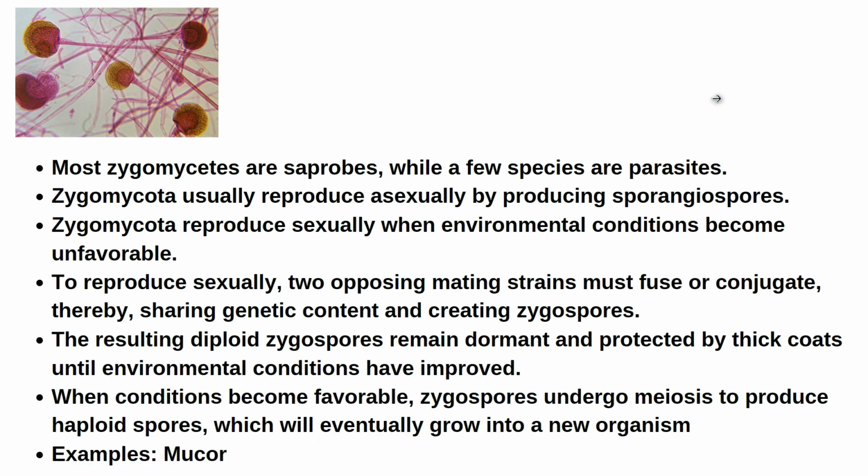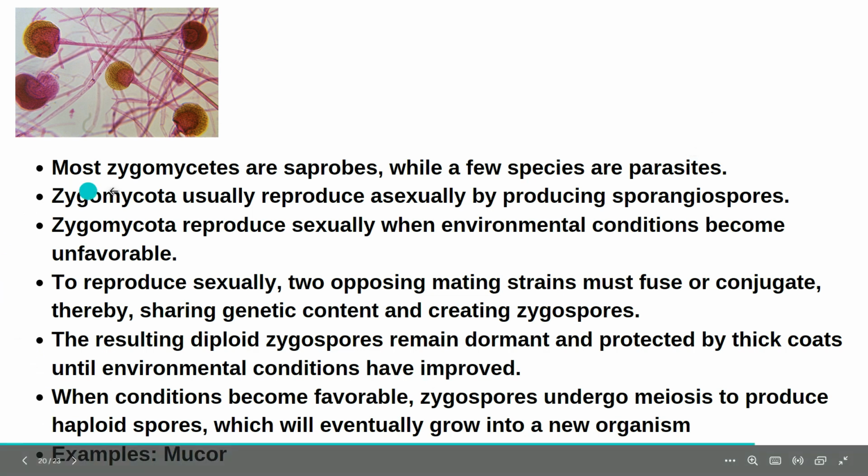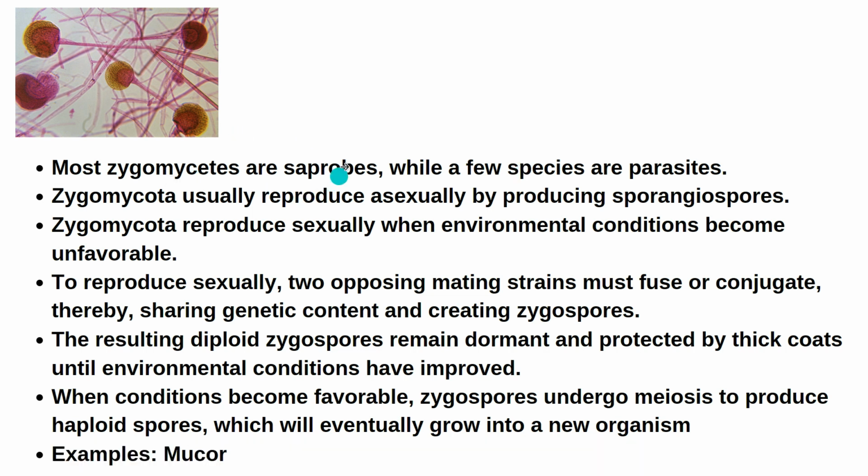How to remember this? So in Zomato, special discount for ordering pizza and snacks, which means they are special. S stands for saprophytes and P stands for parasite. Special discount, sporangiospores. Asexual reproduction takes place via sporangiospores, and sexual reproduction takes place via zygospores. And this zygospore remains dormant for a period of time until favorable conditions are obtained.